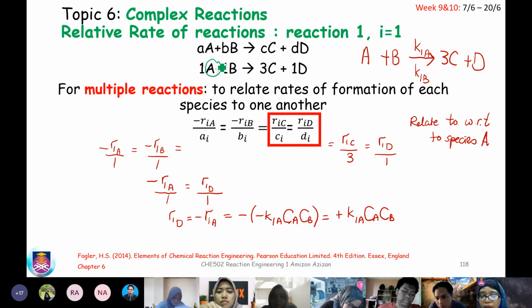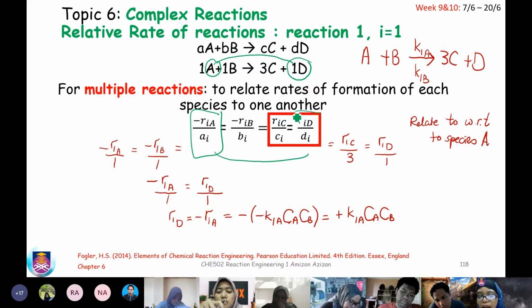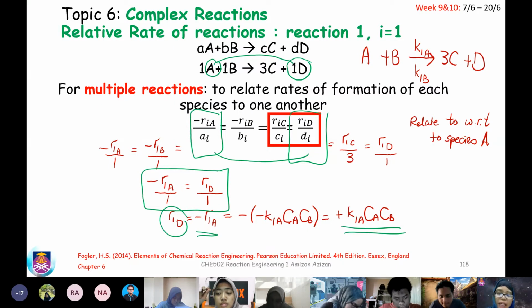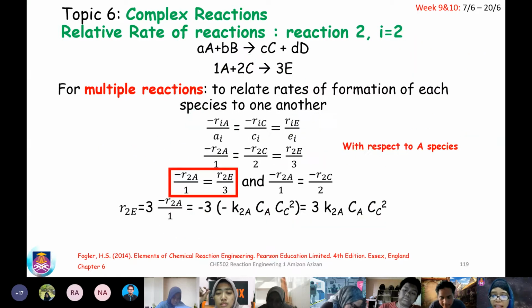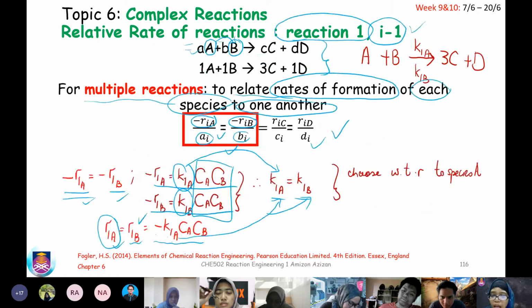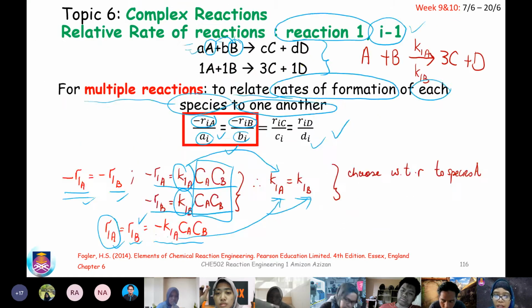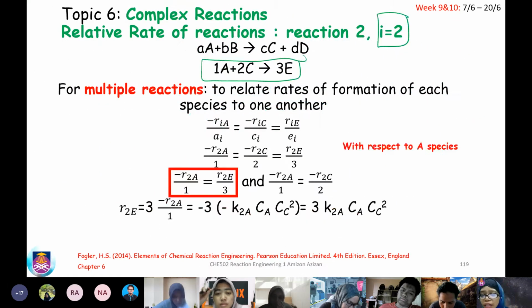Now we're going to correlate or compare between A to D. Okay, the A to D. So this is what you see. The A to D, then R1D is equivalent to R1A, the same thing, right? Next, this is now the equation number 2. Equation number 2, the one that you see earlier, A plus 2C, okay?